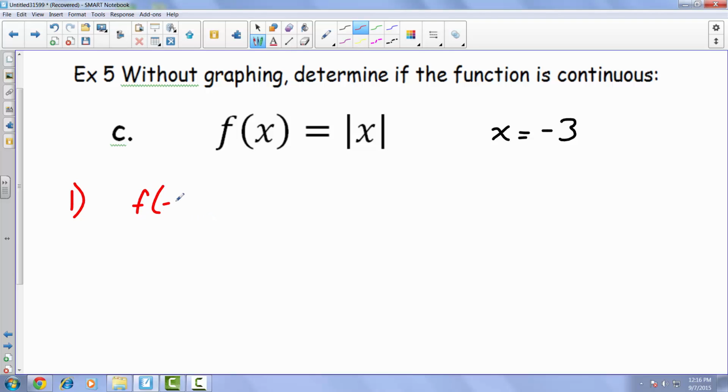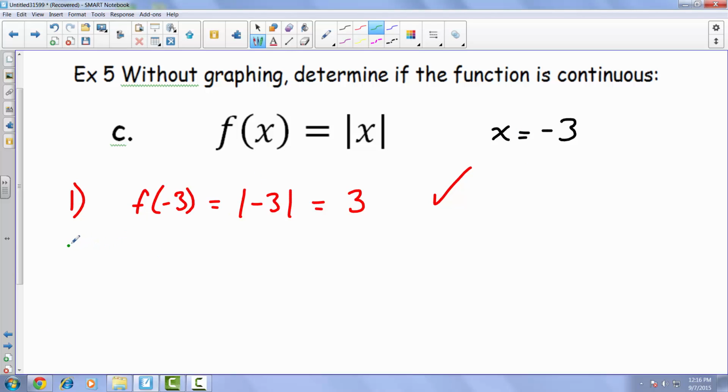So f of -3 simply comes out to be the absolute value of -3. And the absolute value of -3 comes out to be +3. So yes, when we plug that value in, it does in fact give us a real value. So criteria 1 is in fact met.